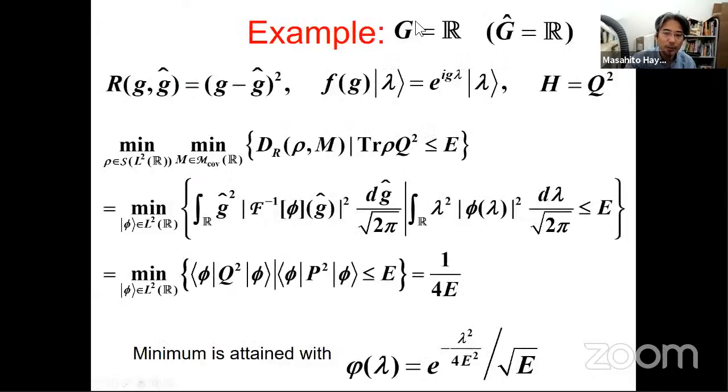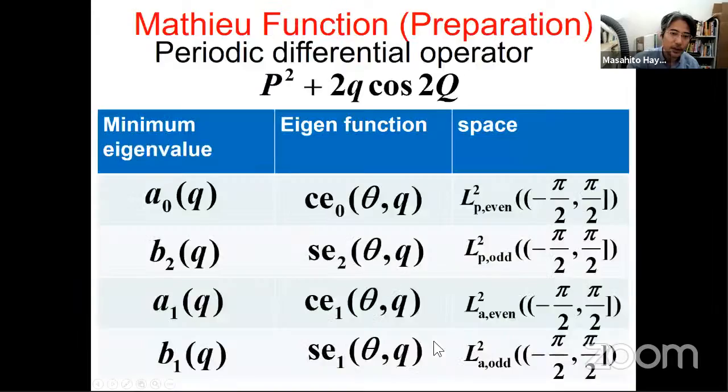For example, very simple case, group equal is R and G hat. In that case, we consider energy is Q square multiplication operator. Now we consider system is L2 R. So then we impose this energy constraint and we minimize this quantity. And that problem can be converted to this one and converted to this one. As you know, this is a very simple problem. This is the Robertson uncertainty relation. So then we have this minimum value, and the minimum is attained by this Gaussian input state. This is very famous result.